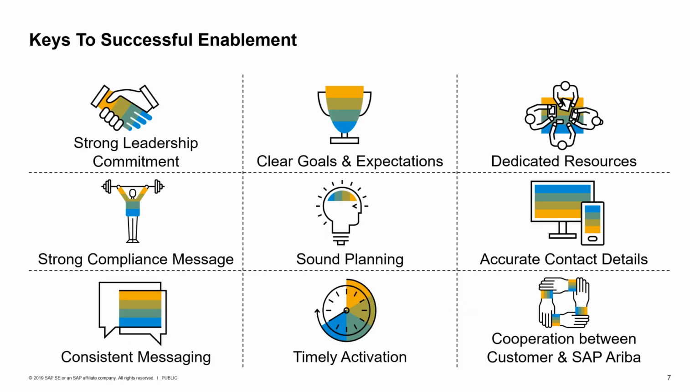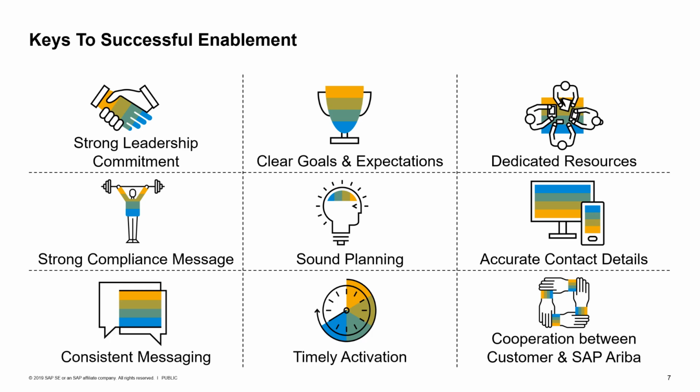In addition to the three elements that have been covered, there are several other important things to consider when executing a supplier enablement program. The first is strong leadership commitment. For a transformation program to be successful, your organization needs top-down support from its leaders. This support will increase compliance with not only your suppliers, but also with your internal teams.